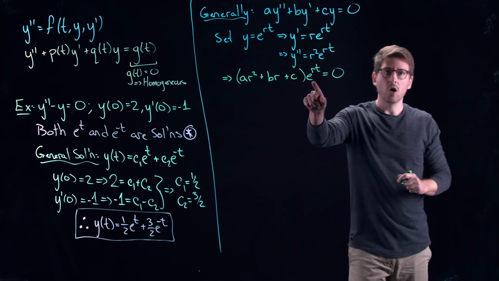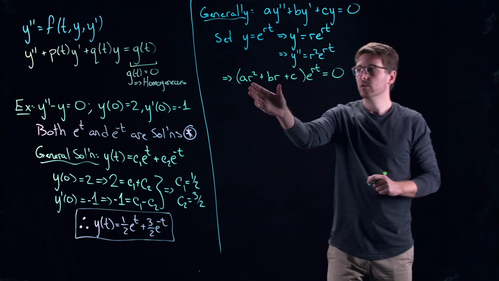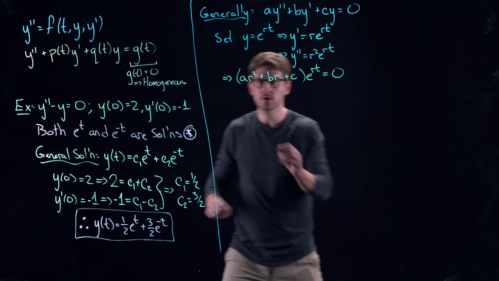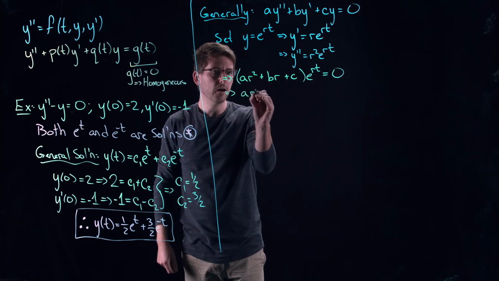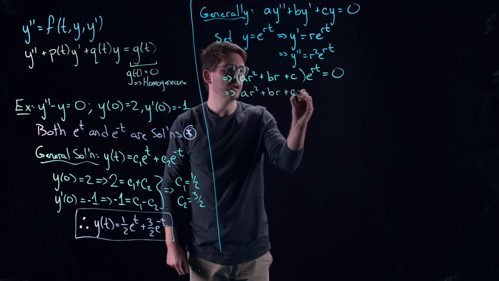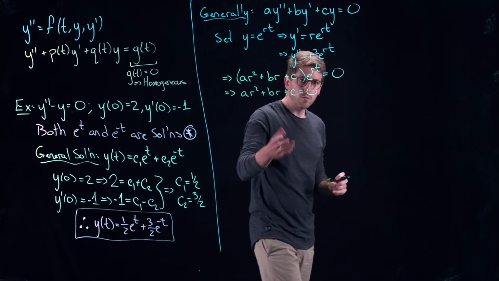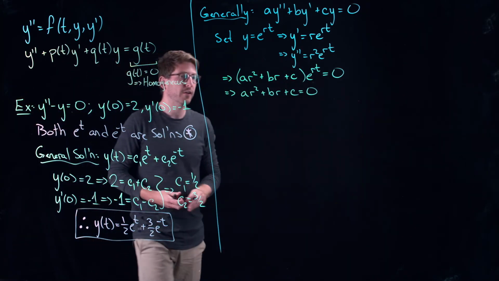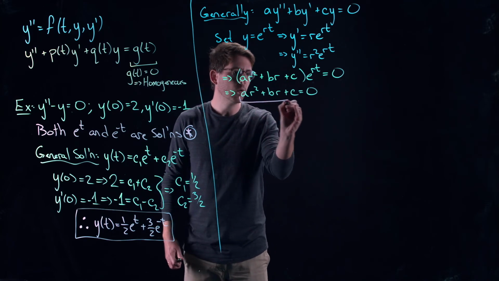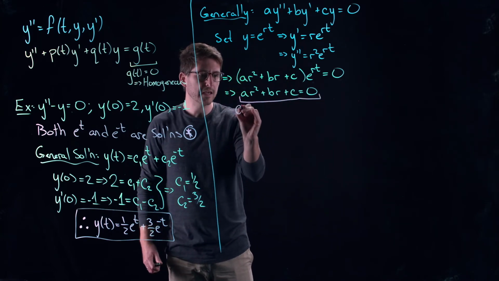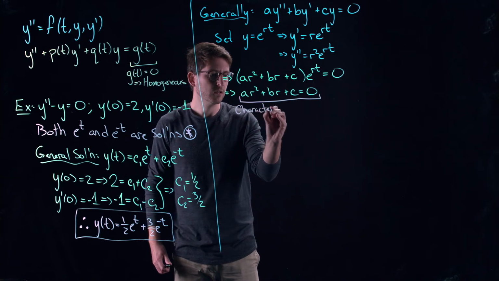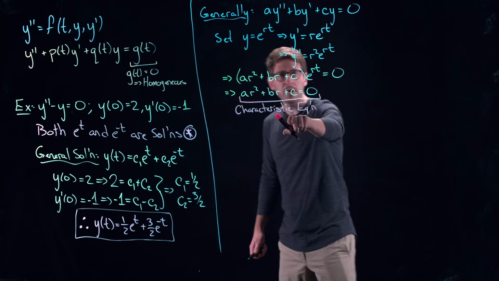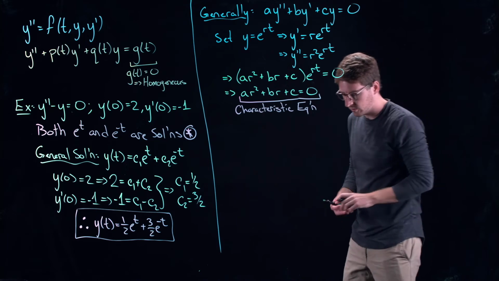Now, e to the rt is always positive. And so that means that if this thing is going to equal 0, r has to be a root of this quadratic equation. So really, a r squared plus b r plus c has to equal 0. And what you need to do now is potentially use the quadratic formula in order to determine the values of r. Now, this equation right here is called the characteristic equation. Okay, so we call this the characteristic equation of this ordinary differential equation.